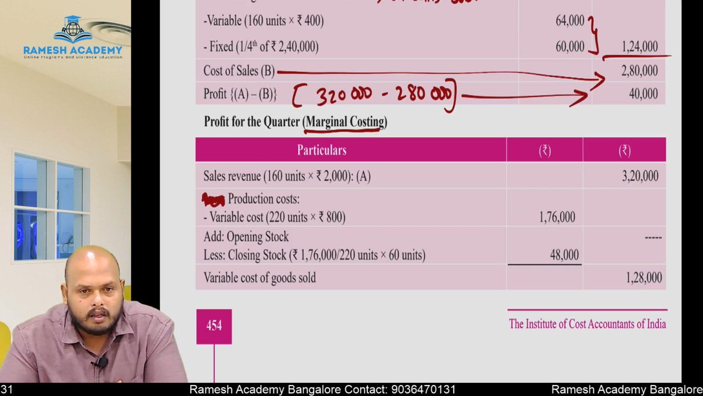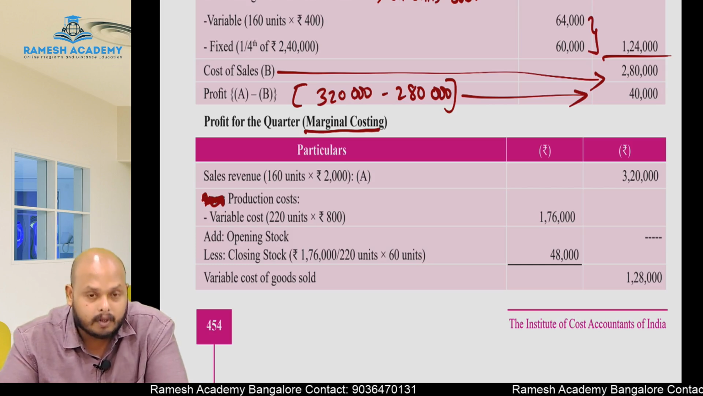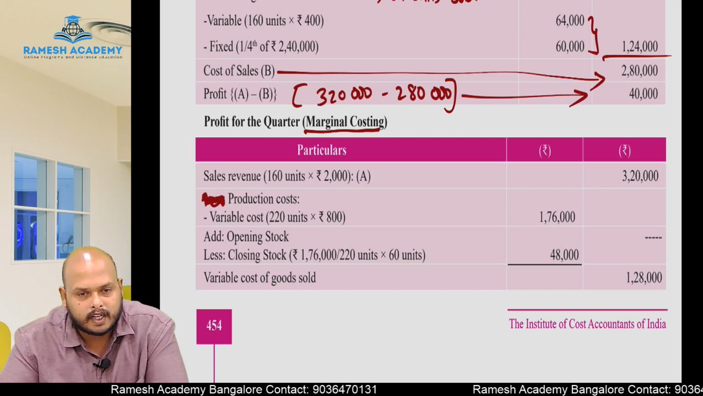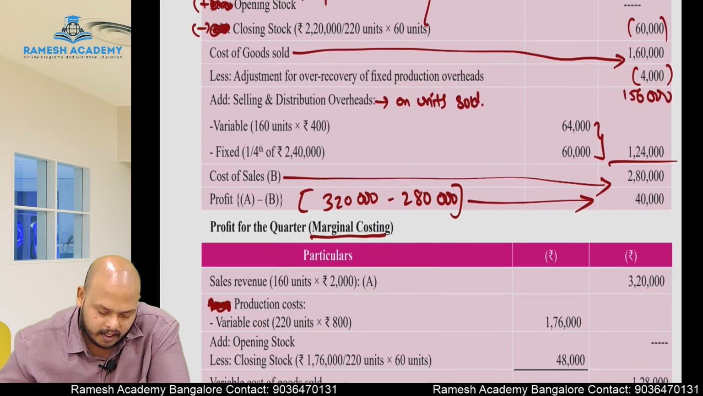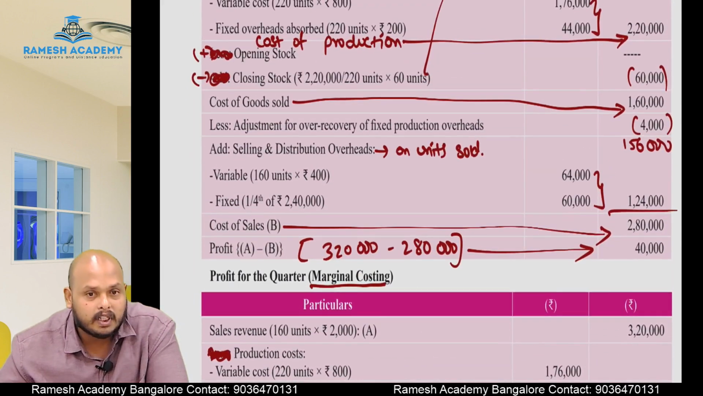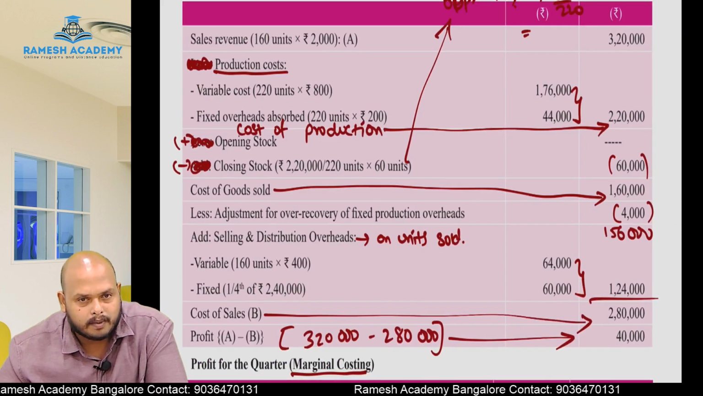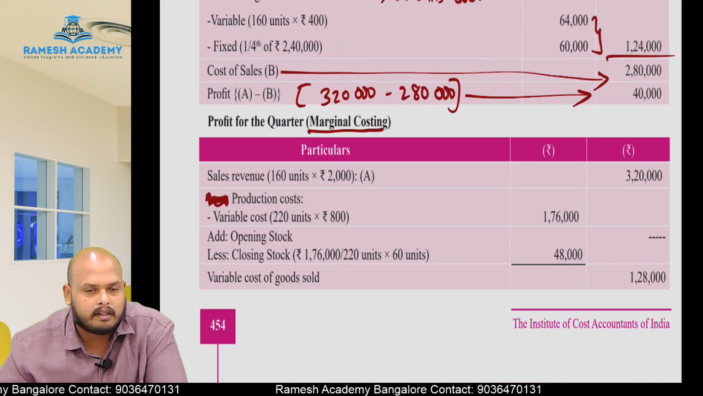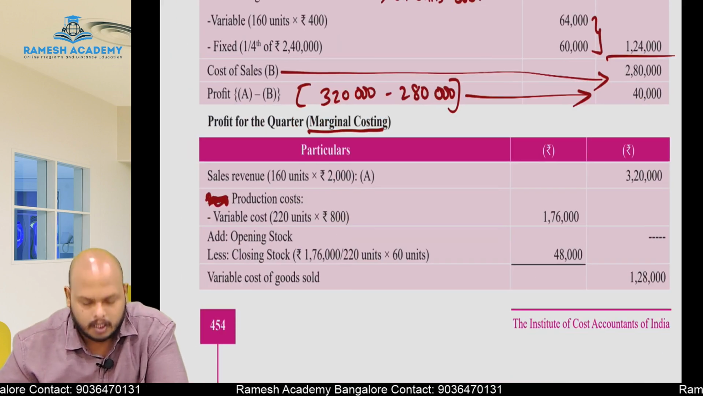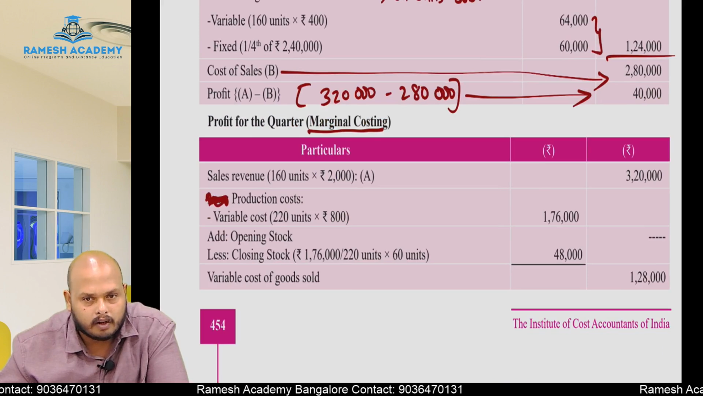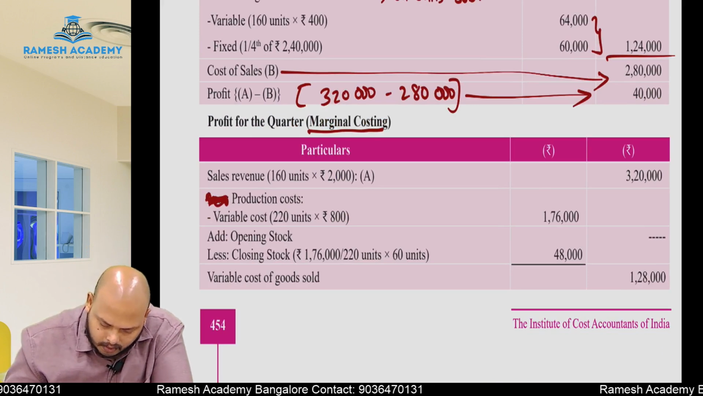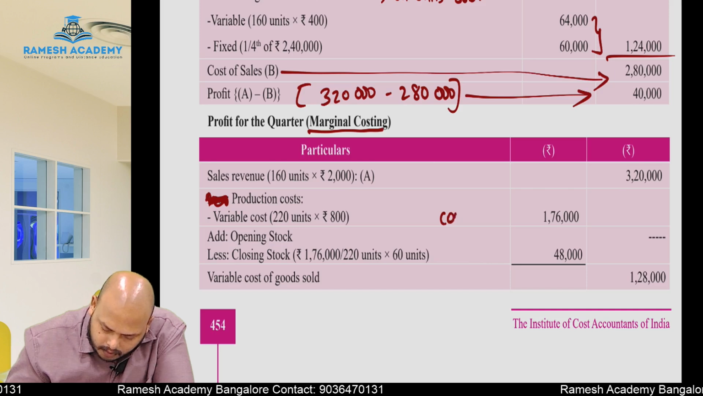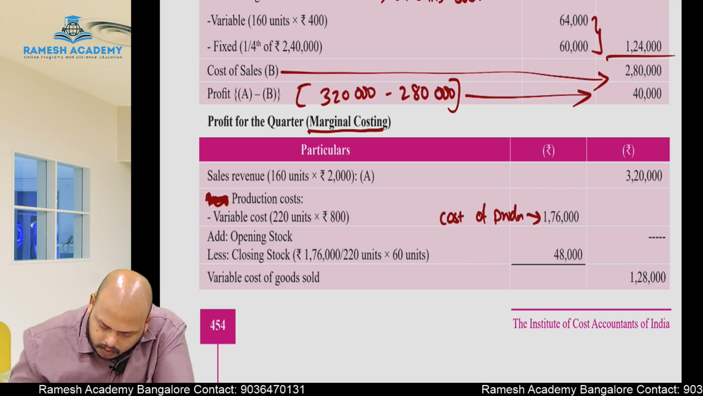Production cost: how much? Only variable cost will be considered. Under marginal cost, we consider only variable cost. That is the difference between absorption and marginal costing. Absorption considers both variable and fixed, but in the case of marginal cost, we consider only variable cost. 220 units into 800, how much? 1,76,000. This 1,76,000 we treat as the cost of production.